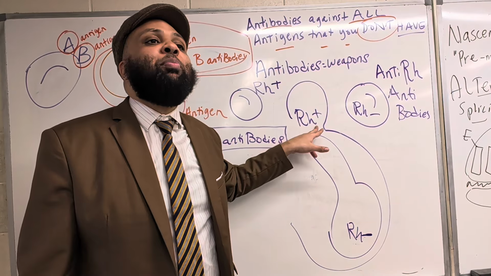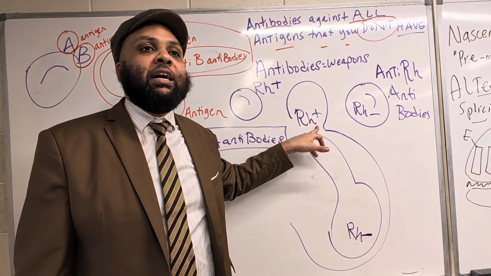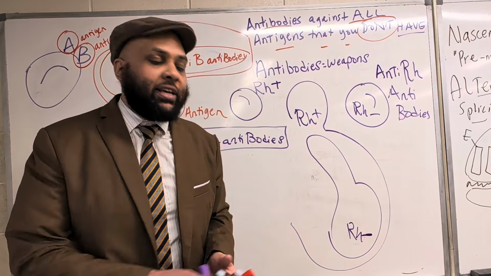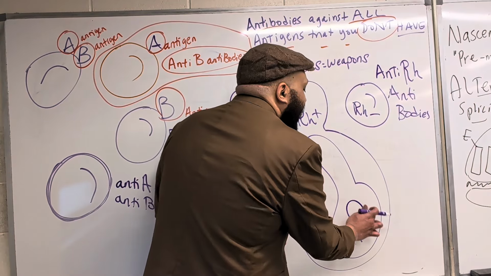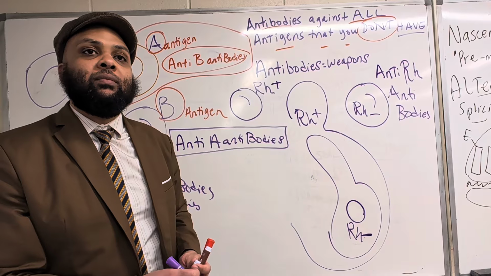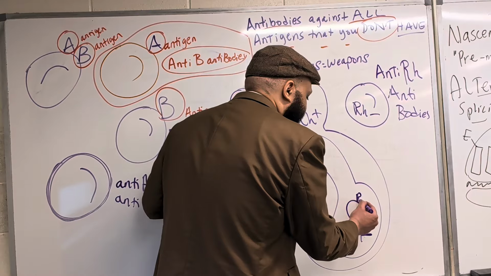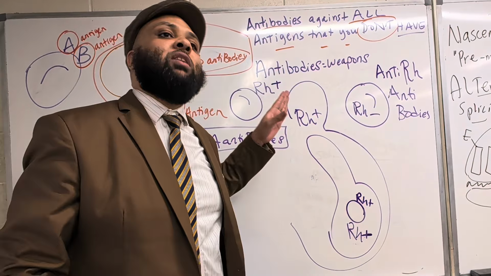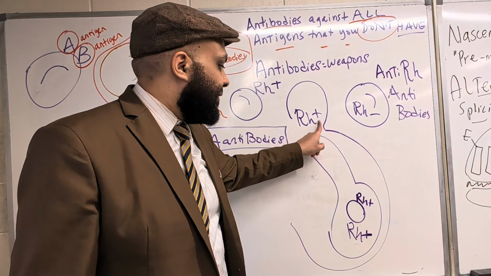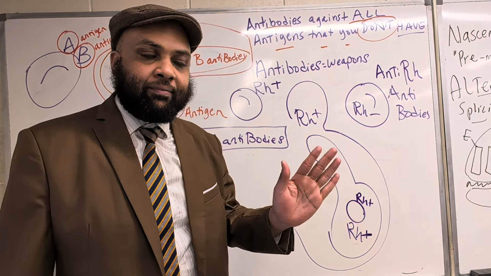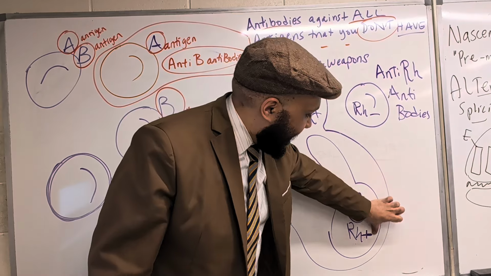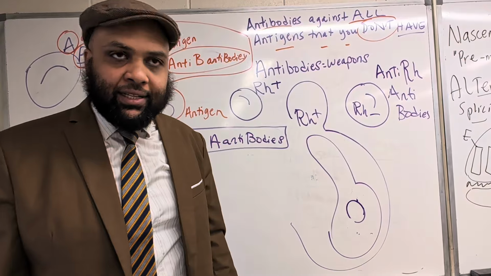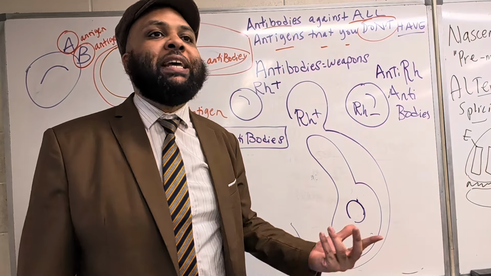So if the mom is RH positive, she's not going to attack the RH negative because there's nothing to attack. It's empty. It's RH minus. It's bare. There is nothing on the outside. But if there was something on the outside, RH positive, it's still not going to be killed because the mom herself is RH positive. So RH positive is okay. RH negative, there's no RH, still okay because there's nothing to attack.